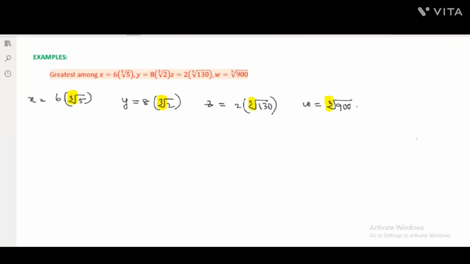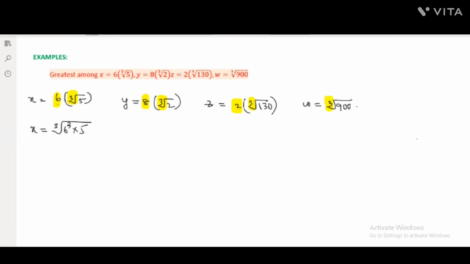So the outside values, whatever multiplicands we have, we have to send inside and calculate everything on the same platform. Let's see how we can calculate this. What I will do is send the 6 inside the cube root, then it will become 6 cube into 5.